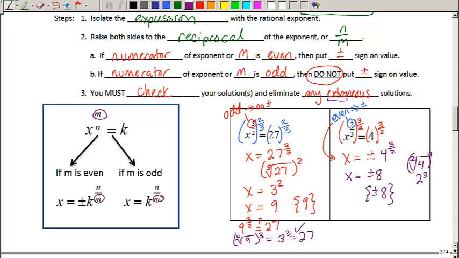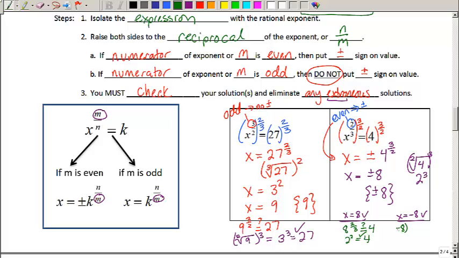Although I have to check both. When I check, I plug the value that I'm checking into x. X to the 2/3 is supposed to be equal to 4. Well, the cube root of 8 is 2, and 2 squared is 4, and that does work.